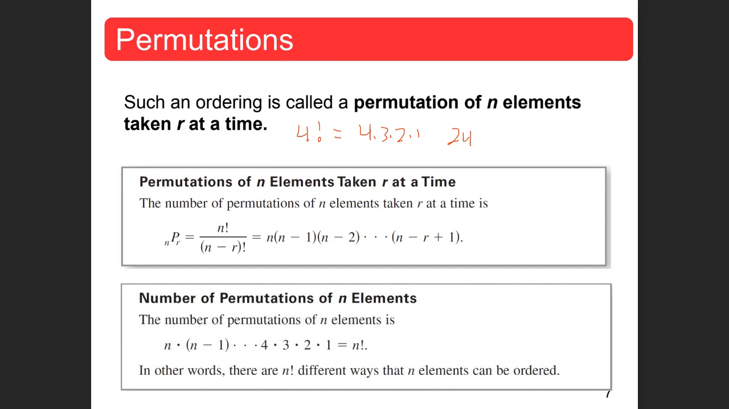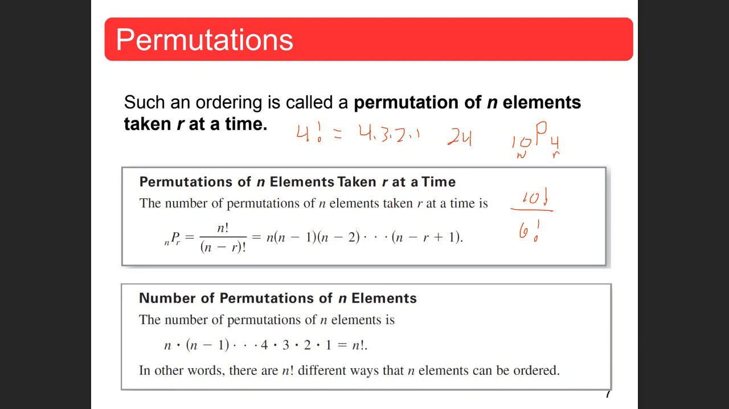Now, in the last problem, order mattered, right? Because it was president, vice president, and so forth. So in the last problem, we would have written it out as 10 permutate 4. If I was going to use this formula, n is always the biggest number, r is the small number. So this would be 10 factorial over 10 minus 4. Well, 10 minus 4 is 6 factorial.